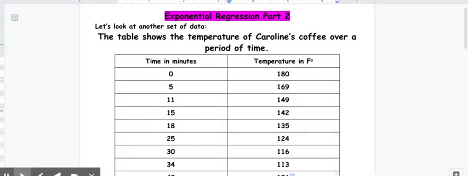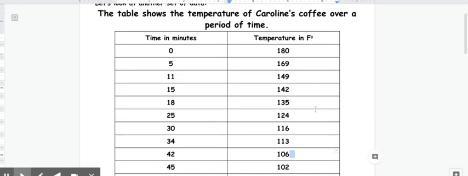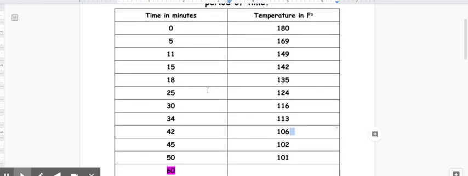Here's another example of fitting data into an exponential equation. This table represents the temperature of Caroline's coffee over a period of time. They've taken some temperature readings, measured in Fahrenheit. You'll notice that there's not necessarily a pattern to these values, but we are going to predict the temperature of the coffee after 60 minutes of it sitting on the table.